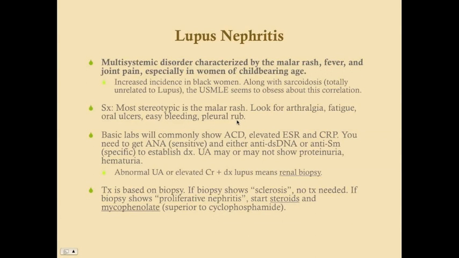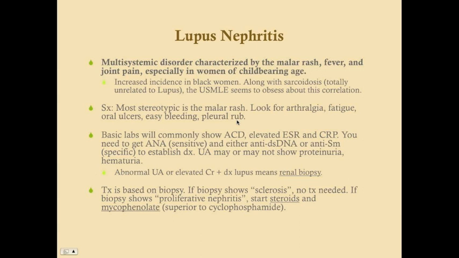Lupus nephritis is a particular manifestation of systemic lupus erythematosus, and that's a multisystemic disorder characterized by a malar rash, fever, joint pain, and particularly in women of childbearing age. So the USMLE will give you a question, and it will give you a vignette that makes it clear that this woman has systemic lupus erythematosus. And then lupus nephritis is a flare-up of the SLE, and it's characterized by declined renal failure and an abnormal UA.